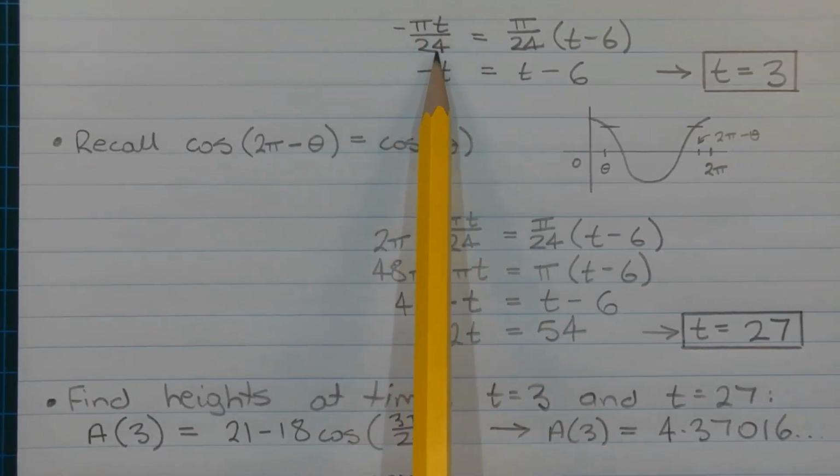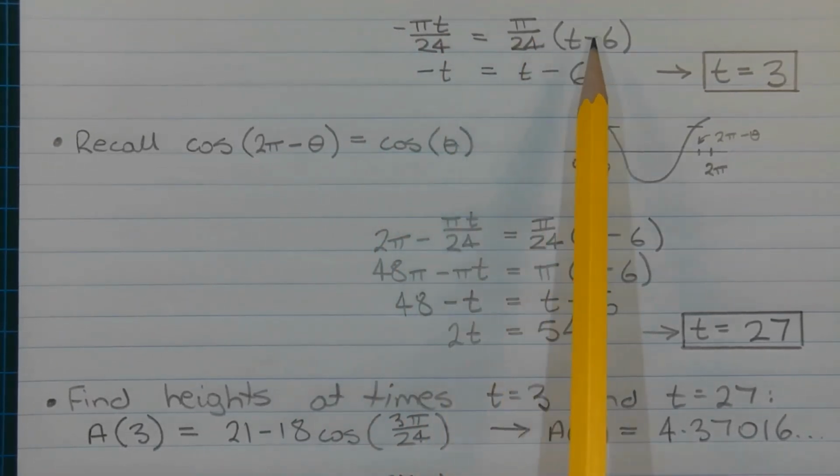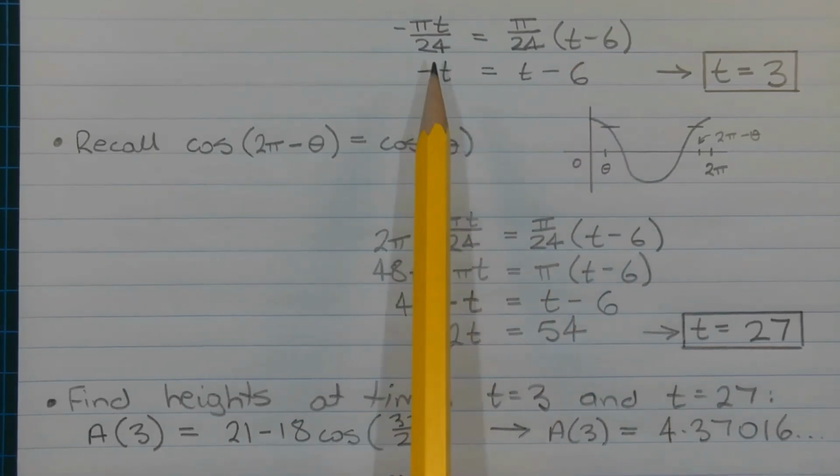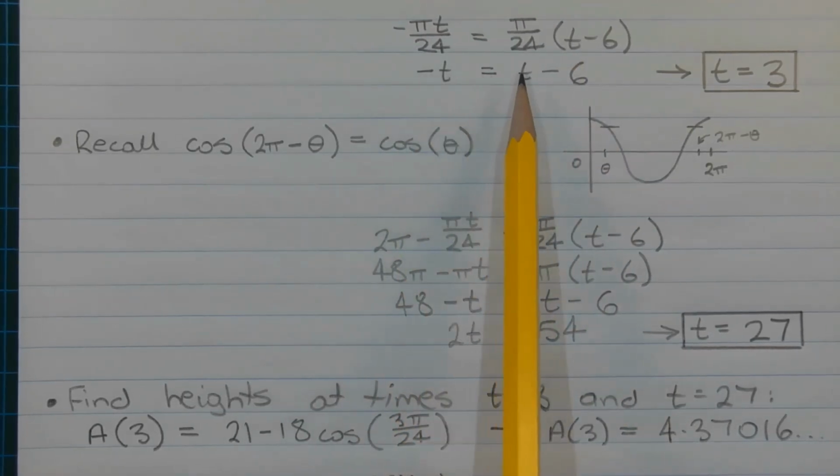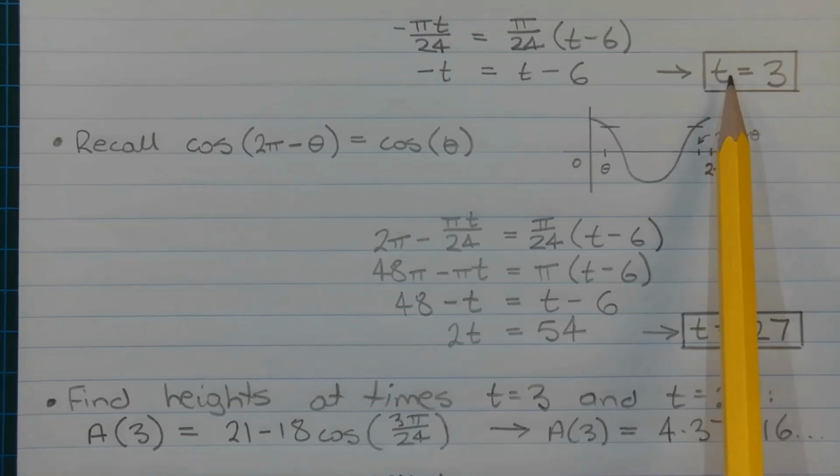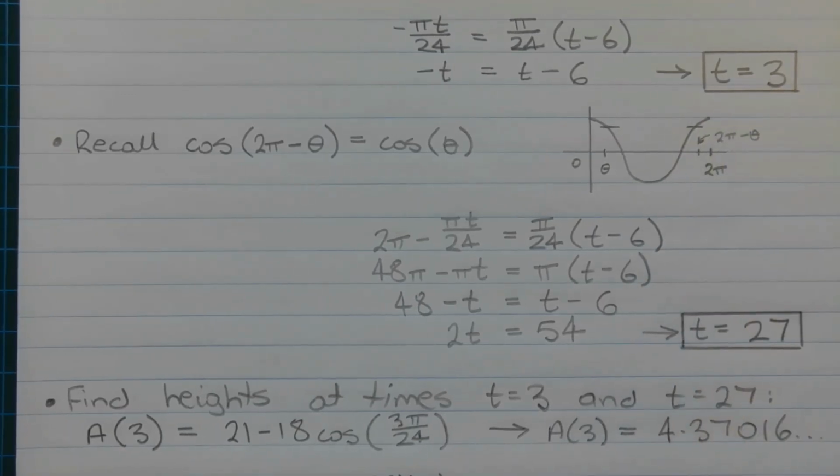So negative pi t over 24 equals pi over 24 times t minus 6. And that simplifies to negative t equals t minus 6. And we do get a valid solution, t is equal to 3.